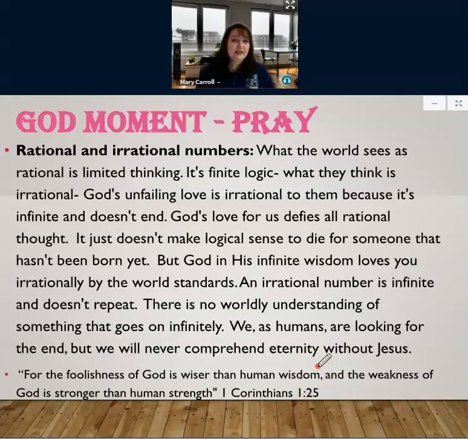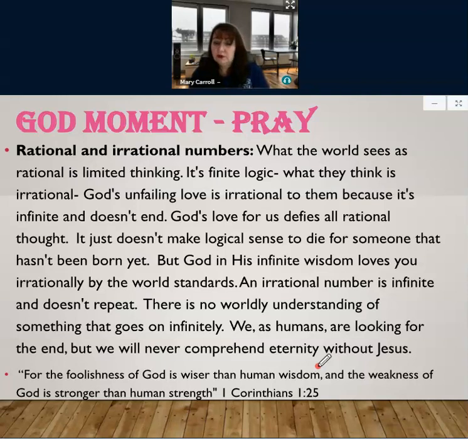Okay, one of the things I like to have in the middle of our class, usually toward the beginning of it, is what we call a God moment, okay? In rational and irrational numbers, what the world sees as rational is limited thinking, it's finite logic. What they think is irrational, God's unfailing love, is irrational to them because it's infinite and doesn't end. God's love for us doesn't end. It is beyond all rational thought. It just doesn't make logical sense to die for someone that hasn't even been born yet. But God, in His infinite wisdom, loves you irrationally by the world's standards.